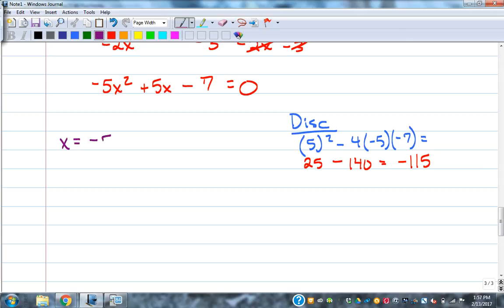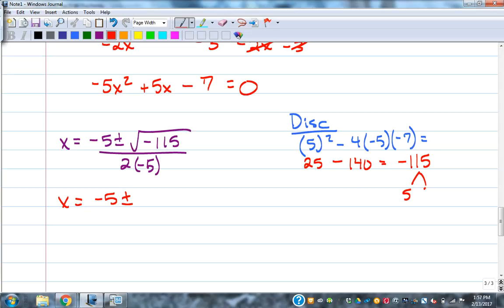x equals negative b plus or minus the radical of b squared minus 4ac, which is negative 115, divided by 2a. And then simplify that. All right, so does 115 break down? Okay, 5 goes into it, I know. How many times? 23. But 23 is prime. So we can't break it down any further there. So what does come out of the radical, though? An i. Then we have a 10 in the front.